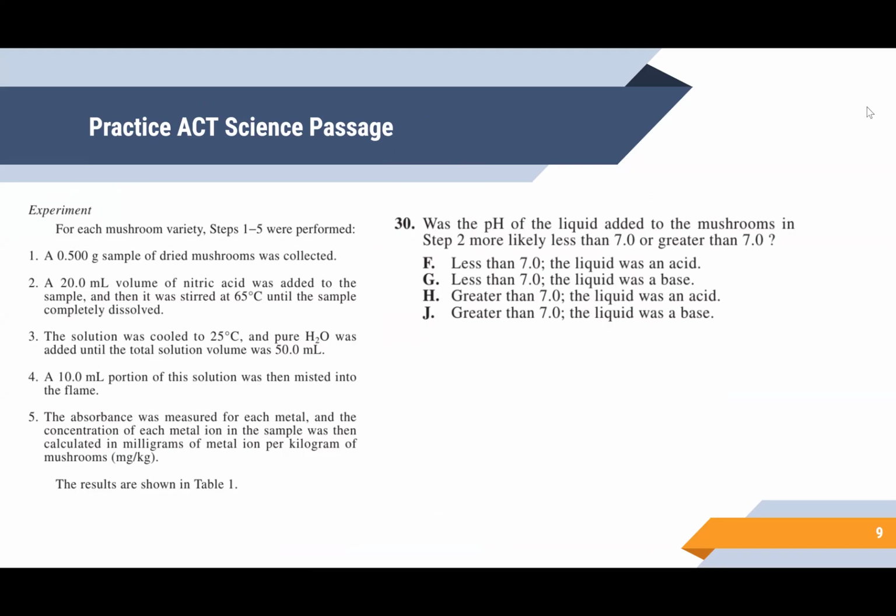Okay, so question 30 asks, was the pH of the liquid added to the mushrooms in step 2, here's step 2, more likely less than 7 or greater than 7? The liquid that they add is nitric acid. Acids have low pHs, so your answer for 30 should be F.